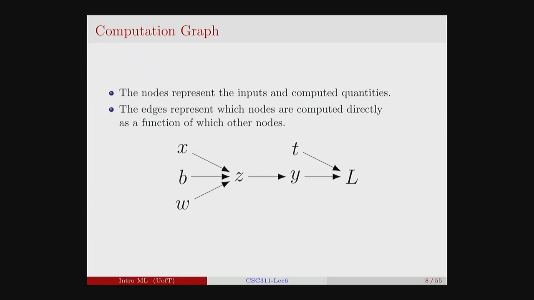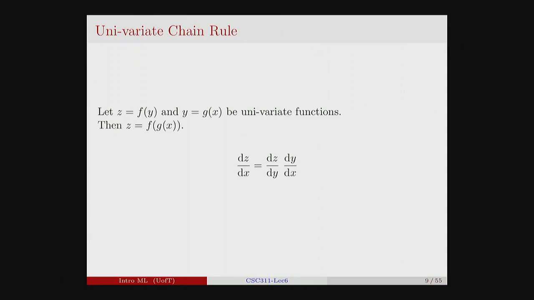Any questions about reading this graph or what any of the nodes or edges mean? Okay. So now that we know what a computational flow graph is, we're going to start thinking about derivatives and how we can use the graph in order to start estimating the derivatives we care about.